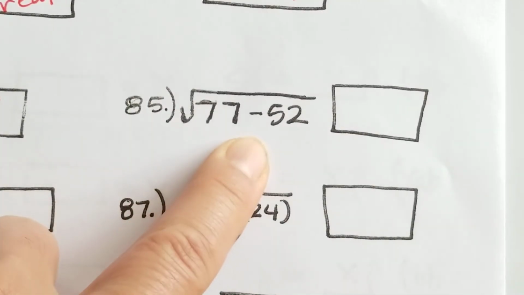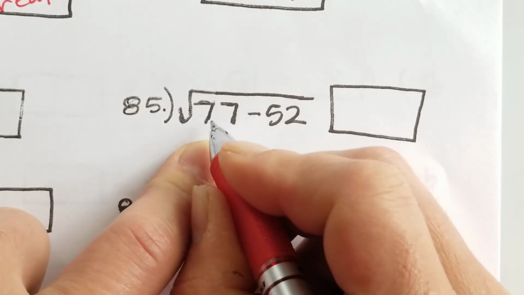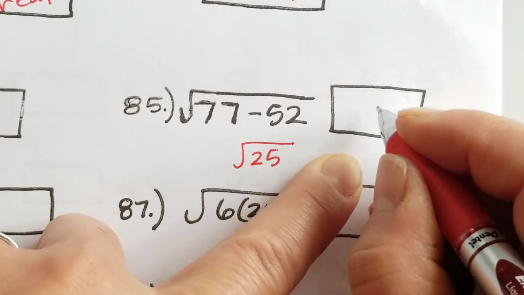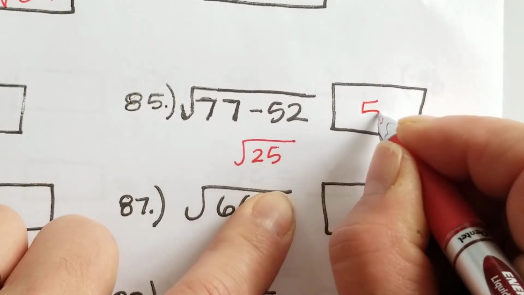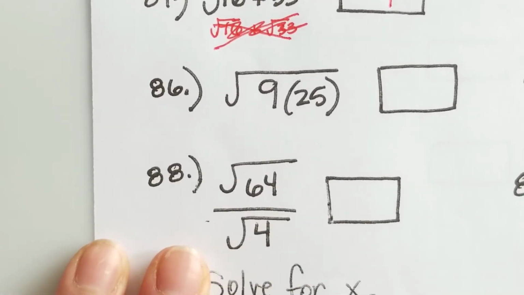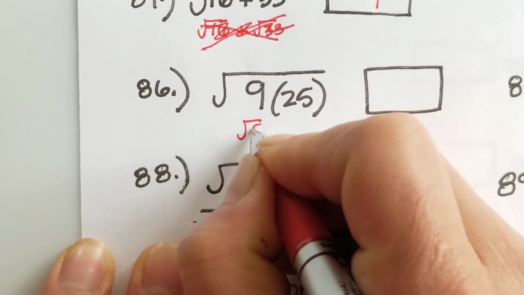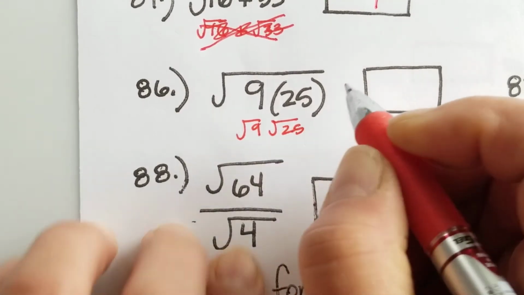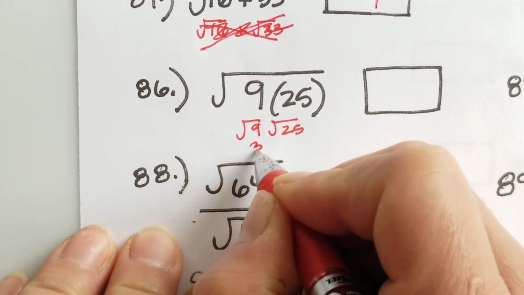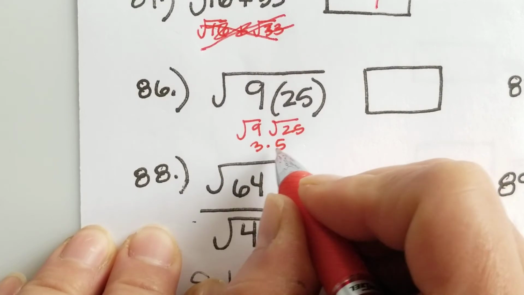Moving on, 7 squared minus 5 squared, 7 minus 2 is 5, and 7 minus 5 is 2. So you get the square root of 25, and we already figured that out up here earlier, is 5. Square root of 9 times 25. Now this one you can multiply like this and pull them out because you're just multiplying these two. Square root of 9 is 3 times square root of 25 is 5. That gives me 15.